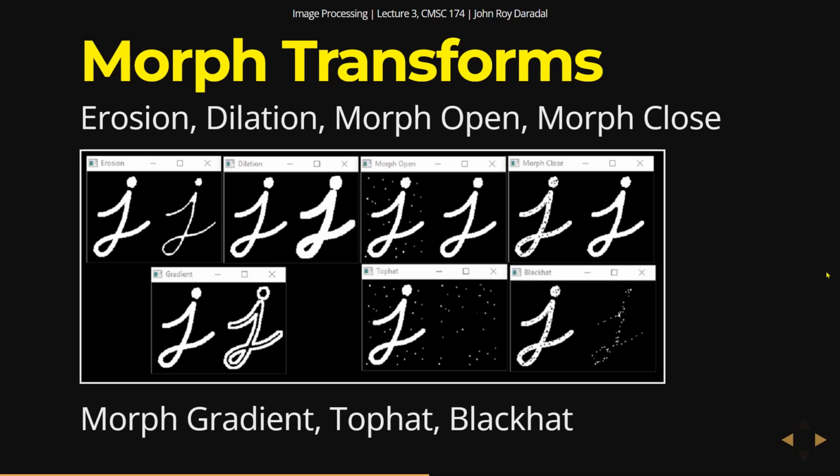Let's go through each one. Erosion is basically shrinking the image, so you get a skinnier version, whereas dilation makes it fatter. For gradient, you get the outline of the image. For morph open, you remove the salt and pepper noise, the tiny dots. For morph close, you remove the holes inside. For top hat, you get the salt and pepper noise. And for black hat, you get the holes inside.